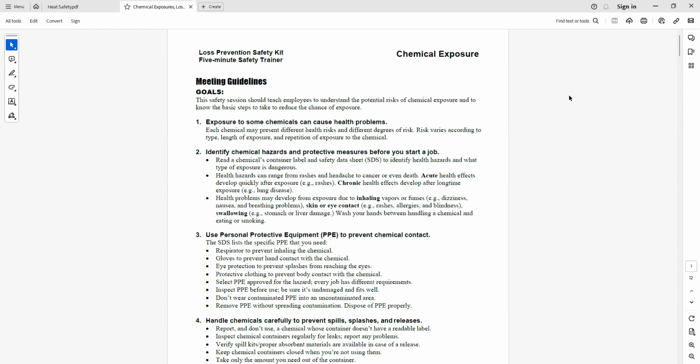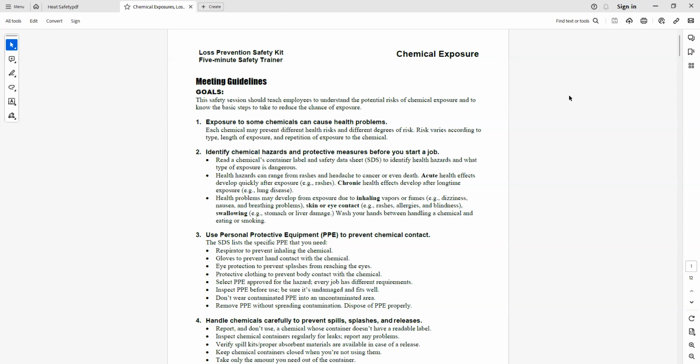Number 1, exposure to some chemicals can cause health problems. Each chemical may present different health risks and different degrees of risk. Risk varies according to type, length of exposure, and repetition of exposure to the chemical.